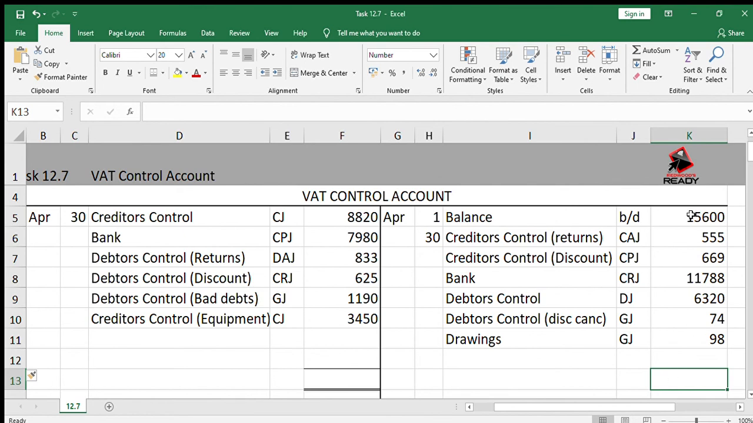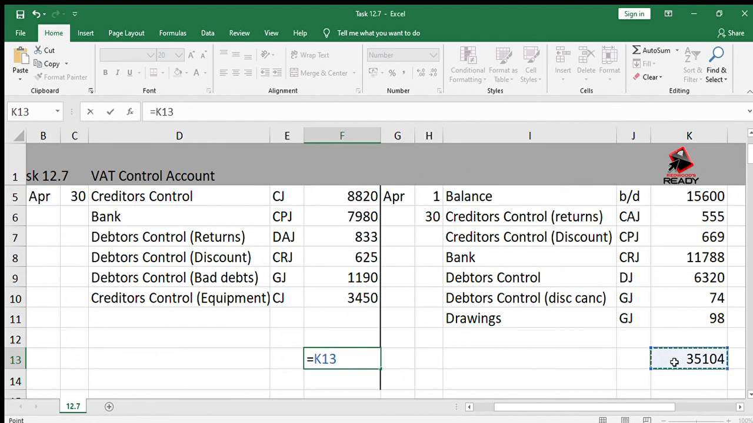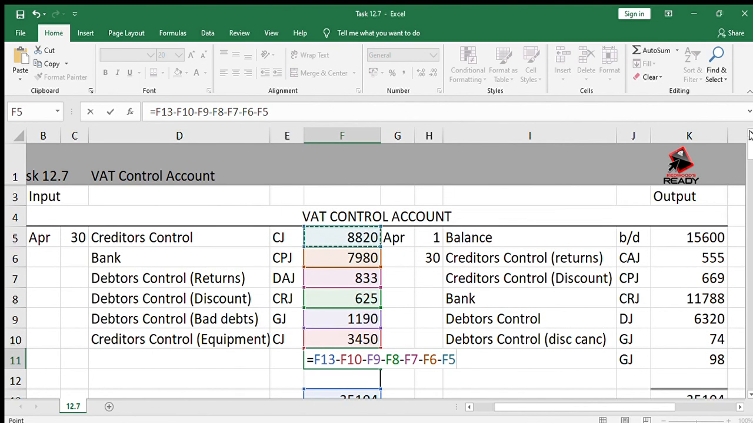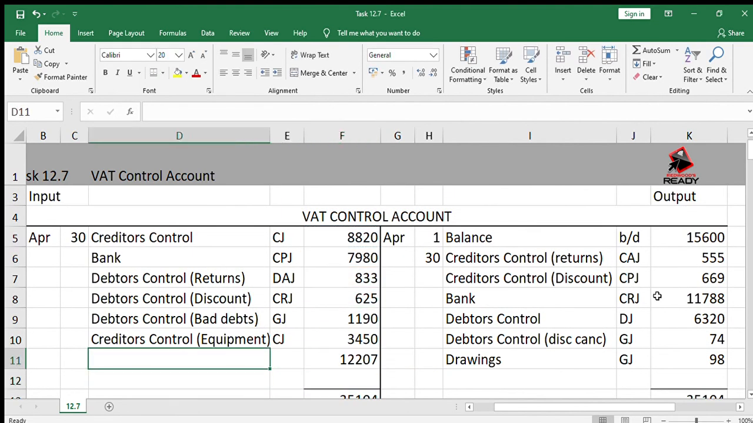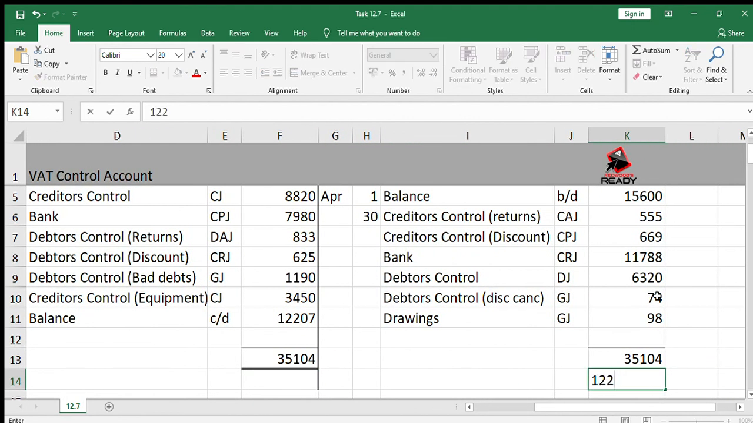The credit side is bigger, so I'm going to put that answer in on both sides and then balance out the account. So the credit side is bigger than the debit side. That means that the VAT output is greater than the VAT input, and so this amount, 12,207, is payable to SARS.